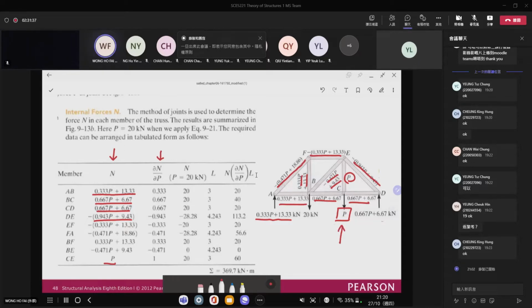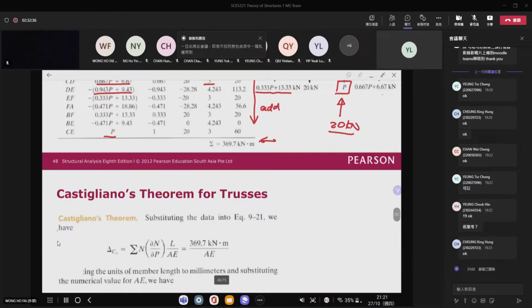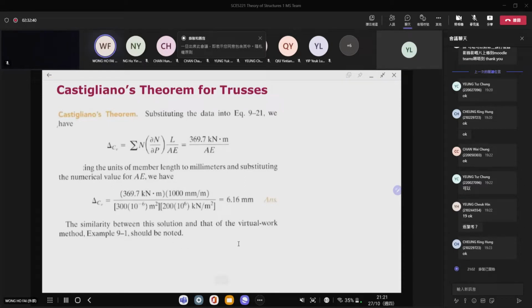Don't forget, originally there's a force right here, which is equal to 20 kN. So when we try to find the member force, we will put back P is equal to 20 kN. So you put P is equal to 20 here, you put P is equal to 20 here, etc. Then you will find the values of N, like this. And then you have the length here, which is equal to 3 meter, 3 meter, 3 meter, etc. You put all the lengths here. And then just like before, you have your first term times the second term times the third term, which is your N, dN/dP, and then times L. Then you add them together and you get the value 369.7 kNm. Then you divide this value by AE, and you can find the deflection.